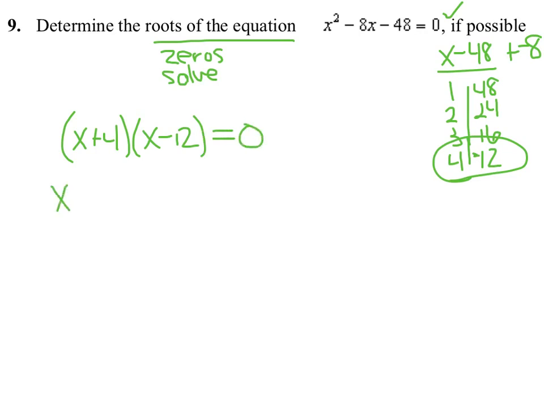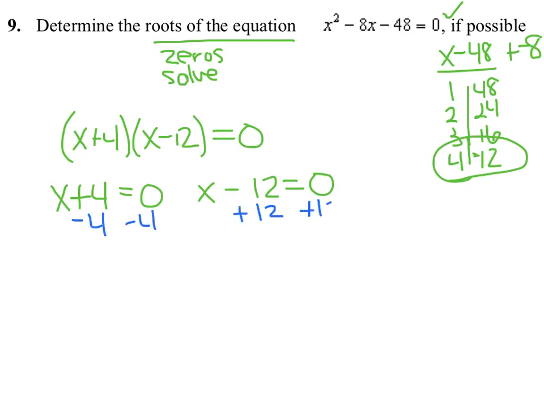Each one of those is going to equal 0 because we've got to solve. So I'm going to have x plus 4 equals 0 and x minus 12 equals 0. I'm going to subtract 4 from both sides and add 12 to both sides. And over here, that gives me x equals negative 4, or x equals positive 12.